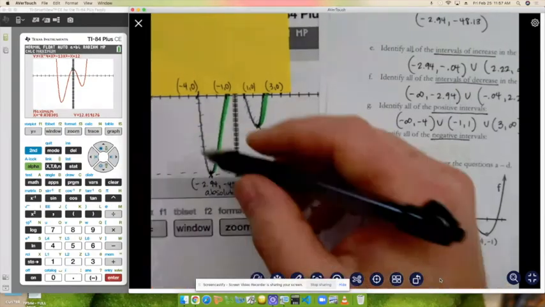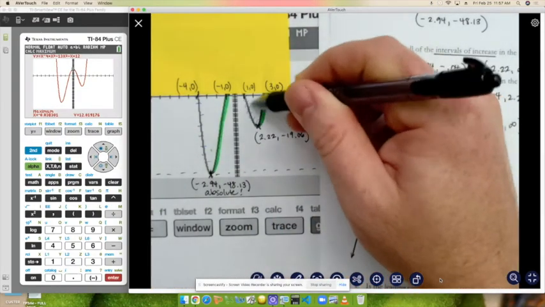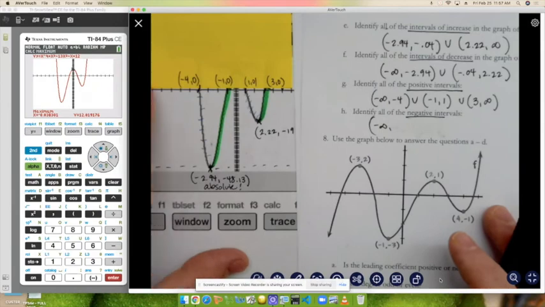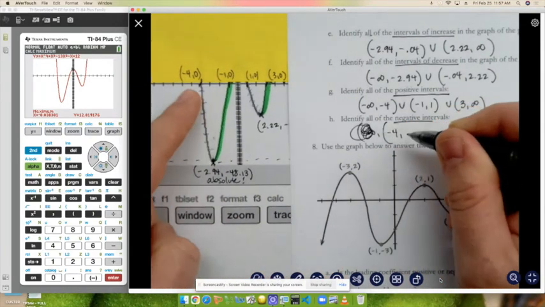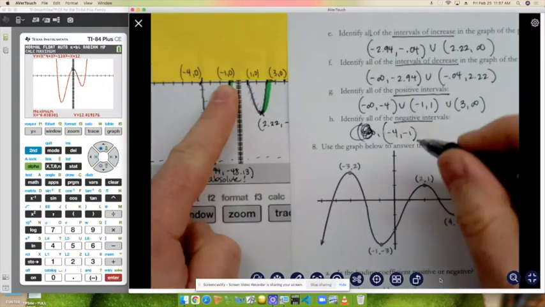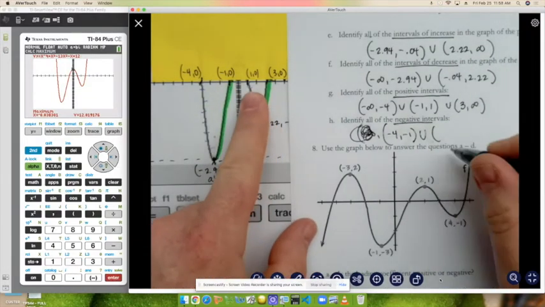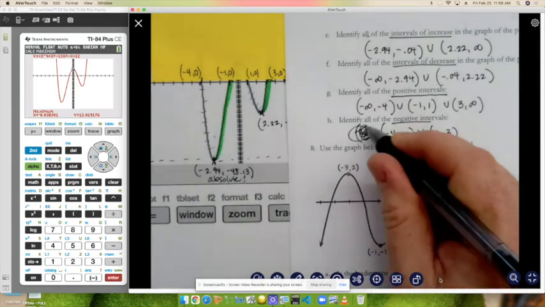Negative intervals, that's everywhere below the y-axis. So it looks like there's two U-shaped things. We just need to write those coordinates, or that range. So the first one is negative between negative 4 and negative 1. The second one is negative between 1 and 3.